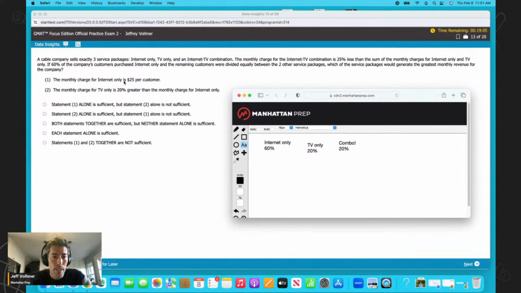Which of the services would generate the greatest monthly revenue for the company? Monthly charge for internet is only $25 per customer. I don't know how much TV costs. Maybe internet is $25 per customer here, and TV is $1, right? And then the combo is 25 plus 1, and then you subtract 25%, because there's a discount. Internet wins. But if internet is $25 a month and TV is like $1 billion a month, then we're spending a lot of money here. So internet would not win.